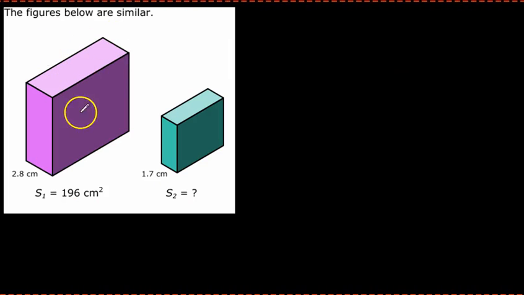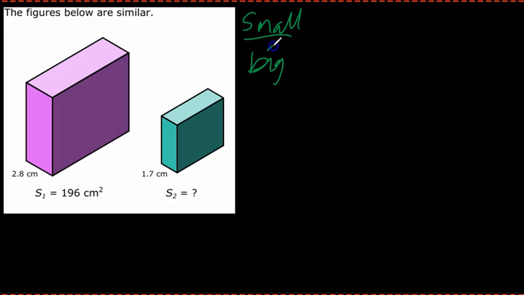Here we are told that these two are similar. They gave us the area now, because this is a square unit. If it's a square unit, then you know it's area. It's two-dimensional, but the side lengths are one-dimensional. So again, let's try small over big. It doesn't matter which order, as long as you maintain the order, small over big. So this is small. We don't know the surface area, so we'll keep the surface area as S.